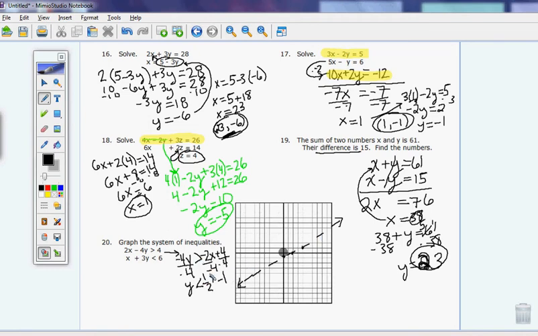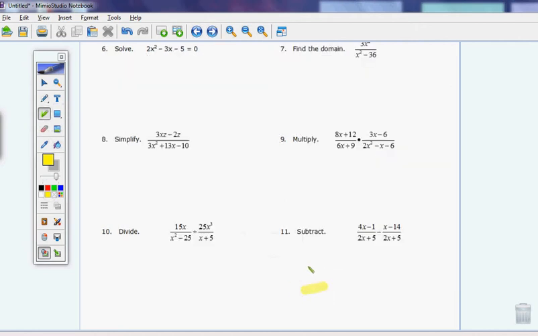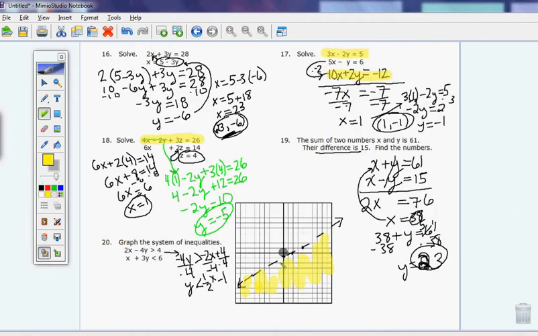Alright, and then which way are we going to shade? Well, we flipped the sign for a reason because now it's less than. So actually, I'm going to take, hopefully this highlighter won't be too dark here, and I'm going to shade below that line. Okay? Oh no, what happened? There we go. Alright, so I'm shading below the line.